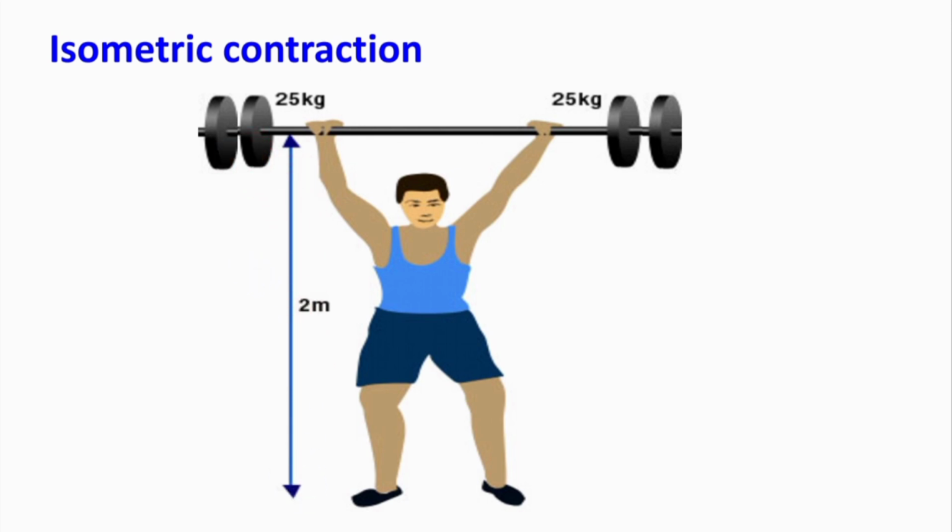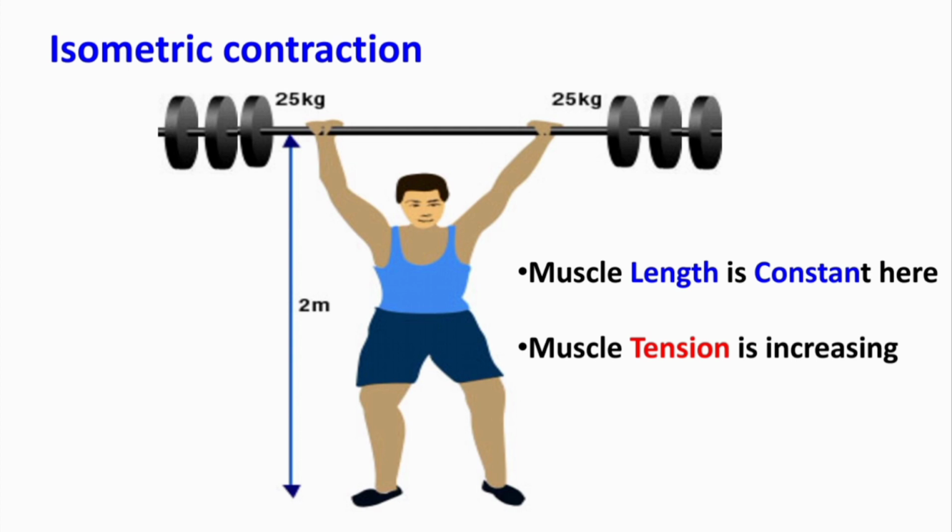Suppose we increase the weight further. Now he is lifting about 150 kilograms of weight. So tension in his muscles here and here and here has increased further, but muscle length has remained the same as it was before. So isometric contraction is a type of contraction in which muscle length is constant, it remains the same, but muscle tension changes. Examples of isometric exercises are bodybuilding and weightlifting.